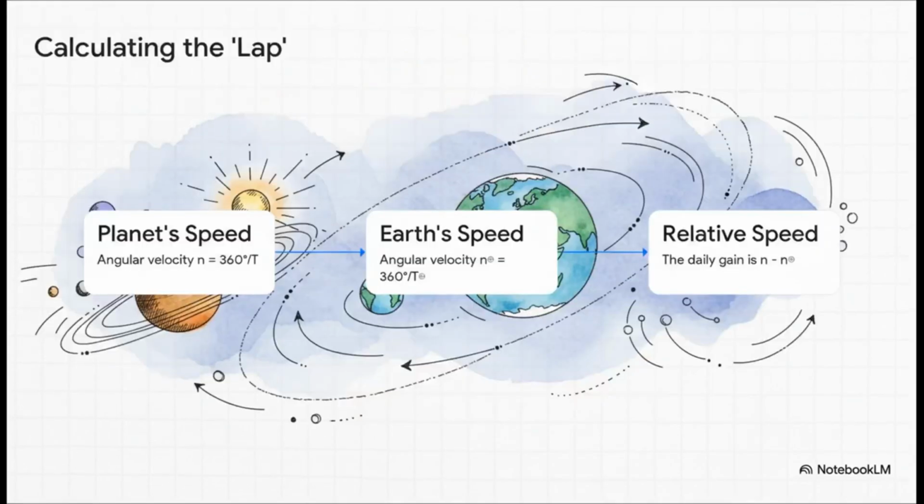To quantify this, we'll use the idea of angular velocity. It's simply the number of degrees a planet moves through its orbit each day. So a planet's angular velocity, which we'll call n, is just 360 degrees divided by its true period, T. Earth's is the same, n sub Earth. Now, for a faster inner planet, the relative speed, the rate at which it's gaining on us every single day, is simply its velocity minus our velocity.